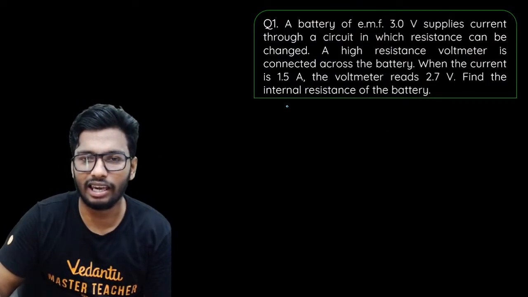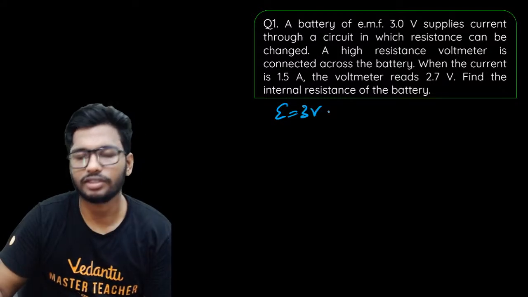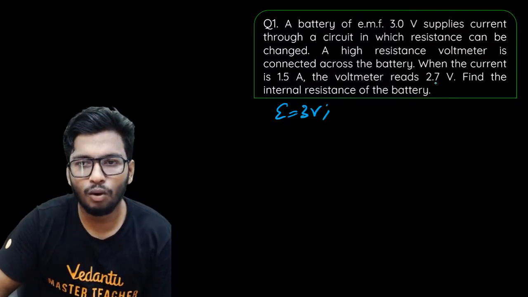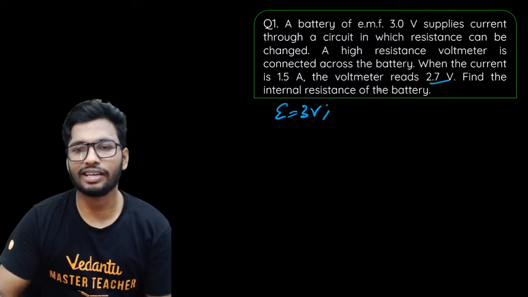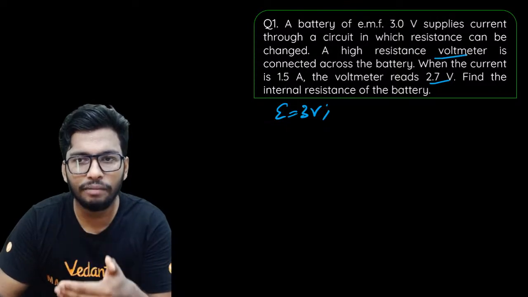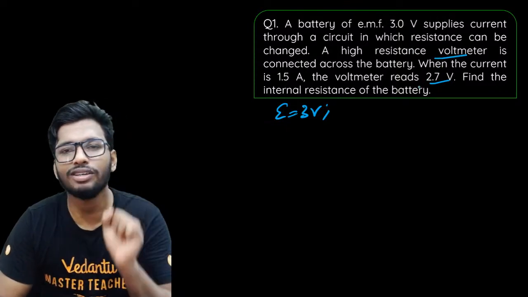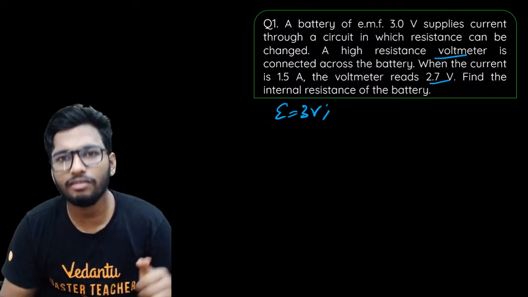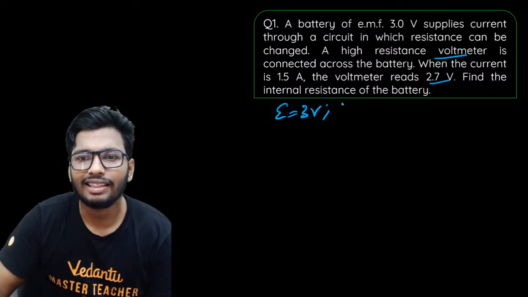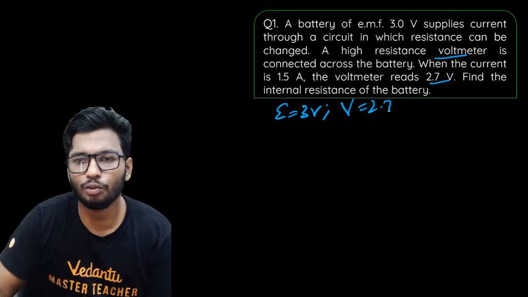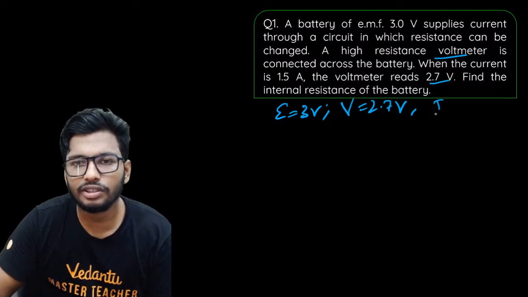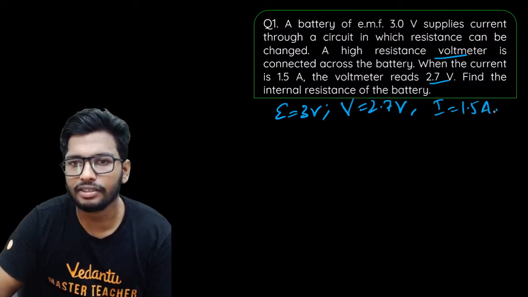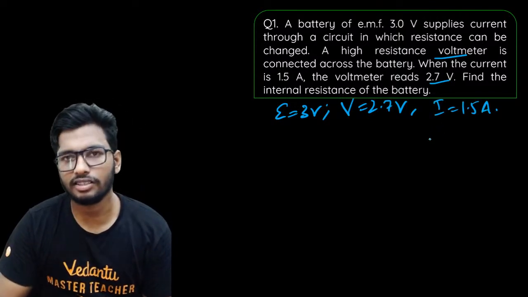First of all, guys, the EMF is given as 3 volts. The terminal voltage is given as 2.7 volts. Because why? The voltmeter says the reading is 2.7 volt. That means outside the cell, what is the voltage that you're getting? 2.7 volt. So what does that make it? That is the terminal voltage. Current flowing through the circuit is 1.5 amperes. You're supposed to find out what is the internal resistance of the battery.